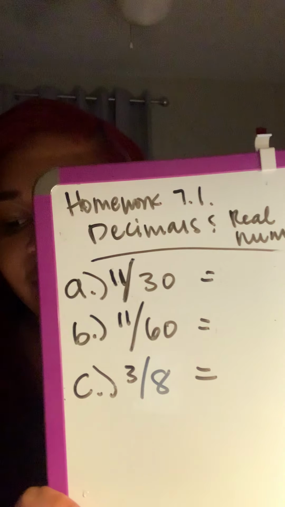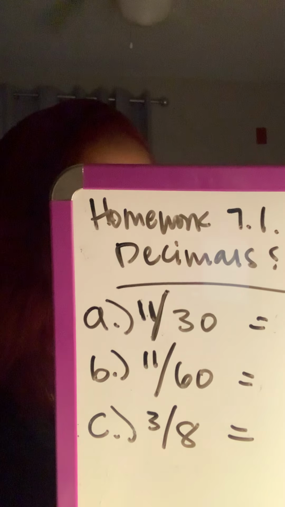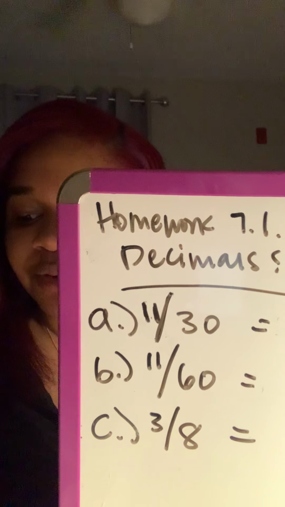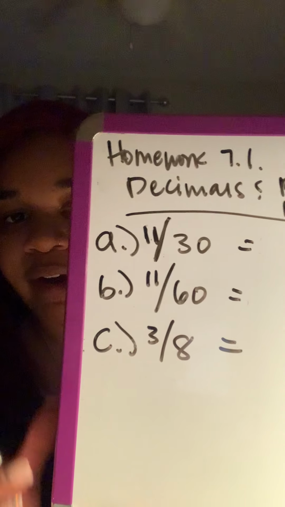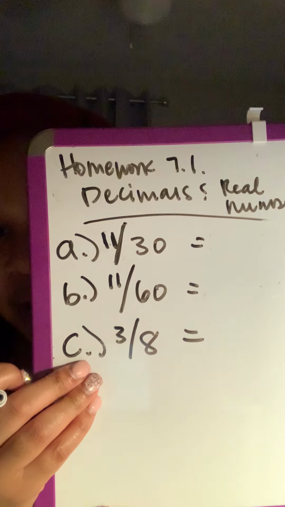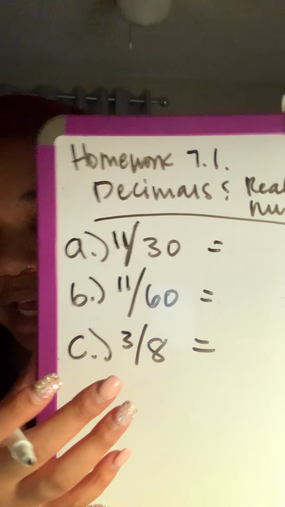So I'm going to just give you 3 examples for right now, and then we're going to move on to something else after this. These are the 3 examples that we have so far. We have 11 over 30, and then 11 over 60, and then 3 over 8 and 3 over 96. But right now, these are the only ones that I'm going to talk about, because I really just wanted to hit these first and then move on to the other 2.